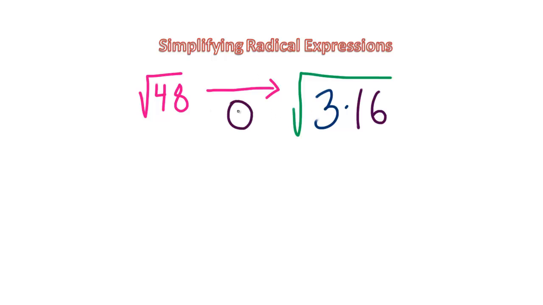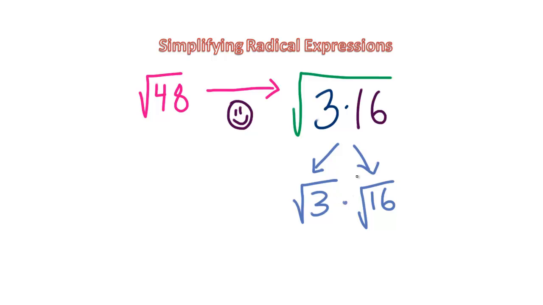It's okay. So let's make a little smiley face here. And the reason we did that is because now we can split this. Actually, let me change the color. We can make this into two radicals, one being radical 3 and the other being radical 16. The reason I did that is because radical 16 comes out nice. The square root of 16 is just 4.